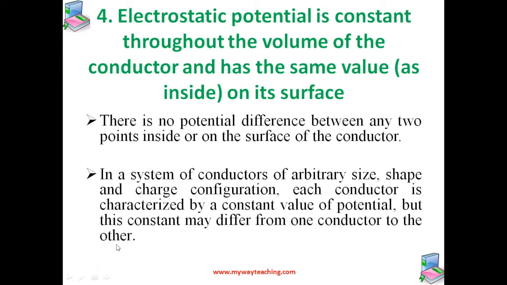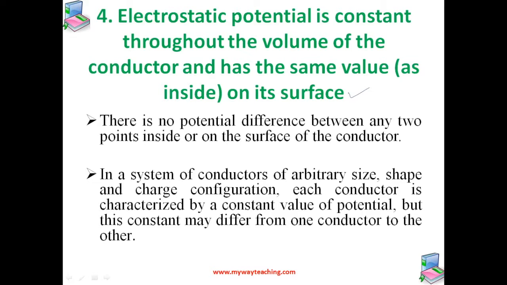Continuing the electrostatics of conductors, the fourth important point is that electrostatic potential is constant throughout the volume of the conductor and it has the same value on its surface. Since E is 0 inside the conductor, it has no tangential component on the surface. No work is done in moving the smallest test charge within the conductor and even on its surface, which means there is no potential difference between any two points inside or on the surface of the conductor.